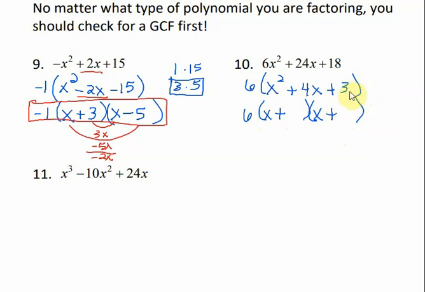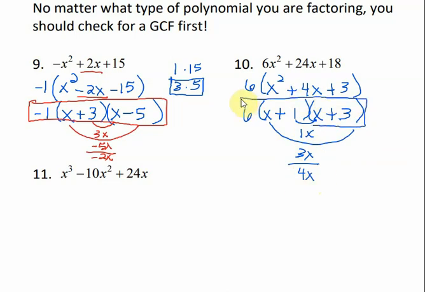Okay, then the only factors of 3 are 3 and 1. So 1 and 3, 3 and 1, it doesn't matter what order. So we know that that's got to be what goes in those spots. And then we can check it by doing our smiley face. This would be a positive 1x, a positive 3x, which gives me the positive 4x that I need it to be. So this is all of this with the 6 is my answer.